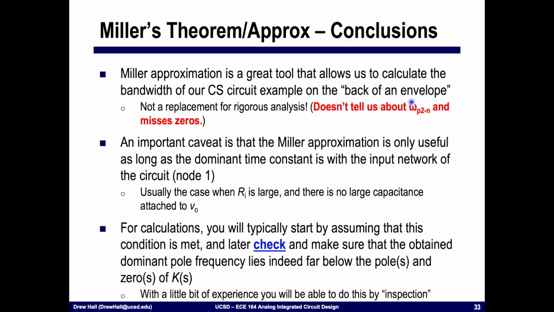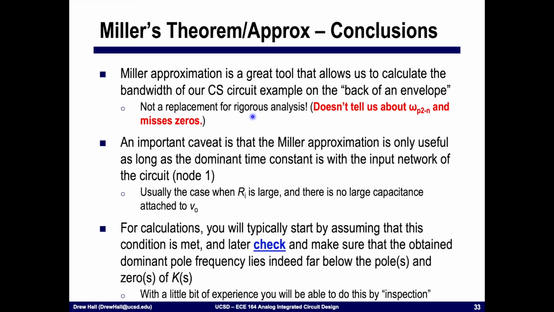In part, it did not tell us about these other poles, and once we do this grounded impedance at the input and grounded impedance at the output, we've entirely lost any notion of the zeros. Even looking back at that circuit, you would not even think there was a zero. Okay? And so that's where rigorous analysis will always help us.